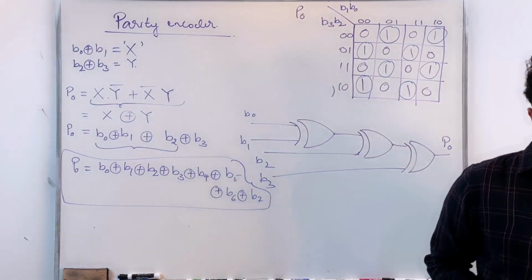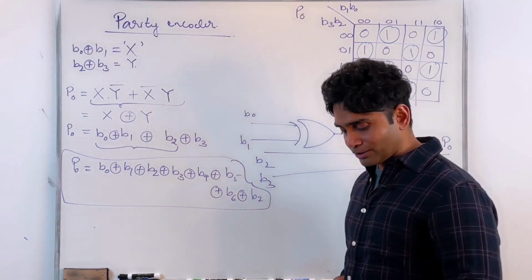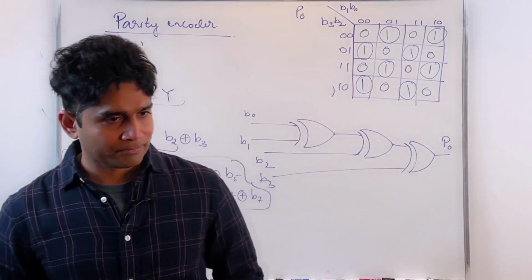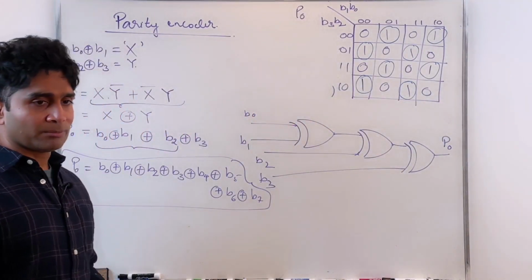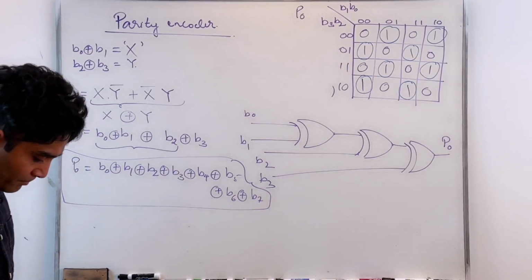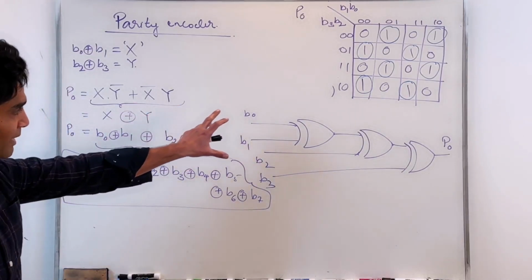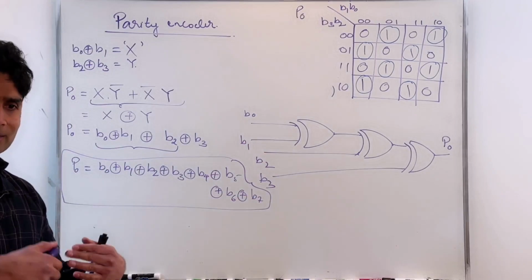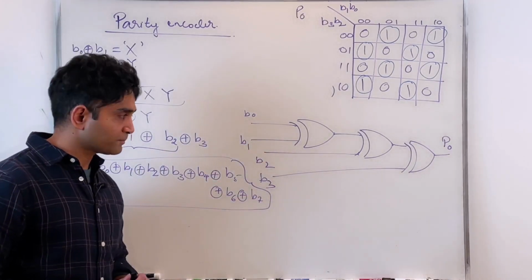I don't have to do the K-map for 8 bits. You can imagine 8 bits means 2 to the power 8 combinations, a 2 to the power 8 cell K-map. Now that would be much more complicated. But I can see that if that's what it looks like for 4 bits, I can easily extrapolate for 8 bits.